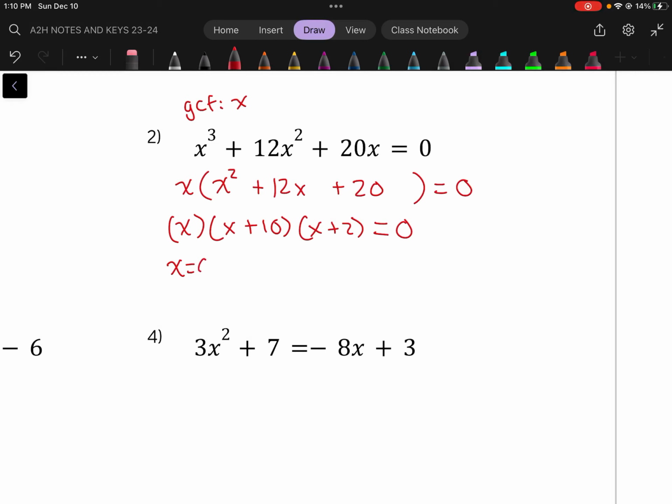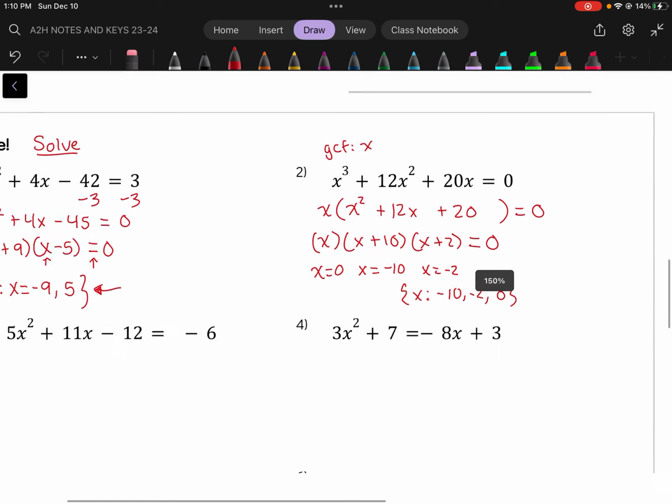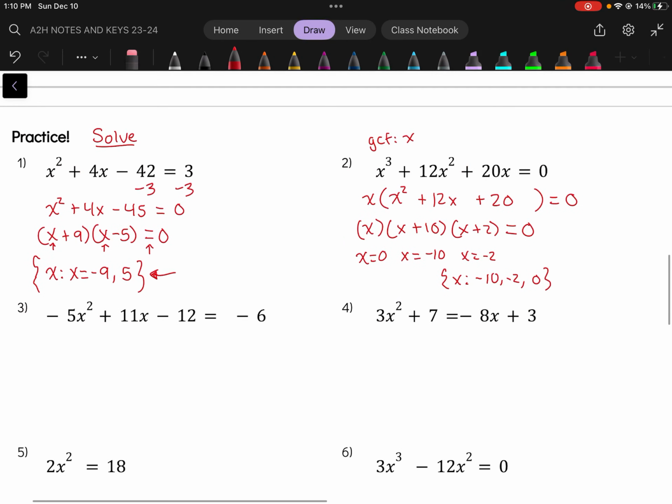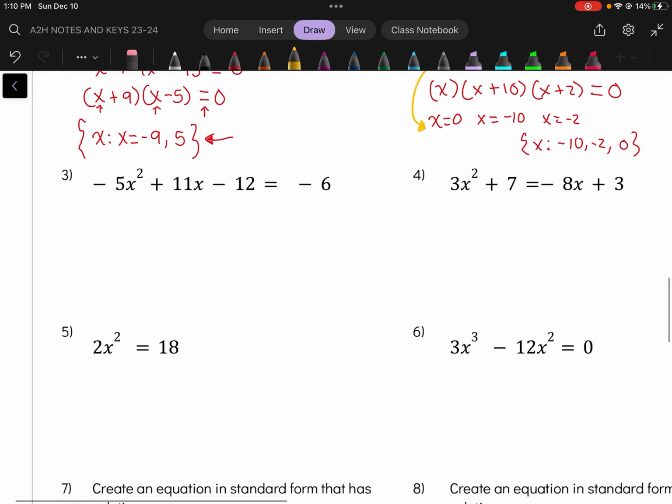This will make 3 solutions, though. x equals 0, negative 10, negative 2. We'll write it as negative 10, negative 2, and 0. Notice how, in number 1, 0 is not a solution. Plugging in 0 for x does not make this statement true. I get negative 42 equals 3 in the original. Plugging in 0 here, though, it is true. You get 0 plus 0 plus 0 equals 0. So when you have that factor of x, it's going to lead to 0. Okay? And we'll look at a couple more coming up.